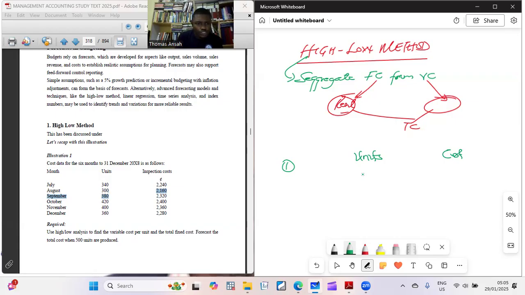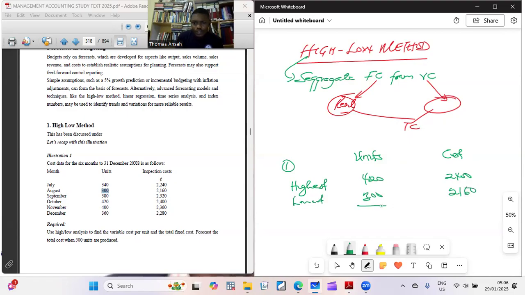So the unit I'm looking at is 420, and its cost is 2,400. Then the lowest is like 300, so you just put in 300. Its level of activity is 2160.